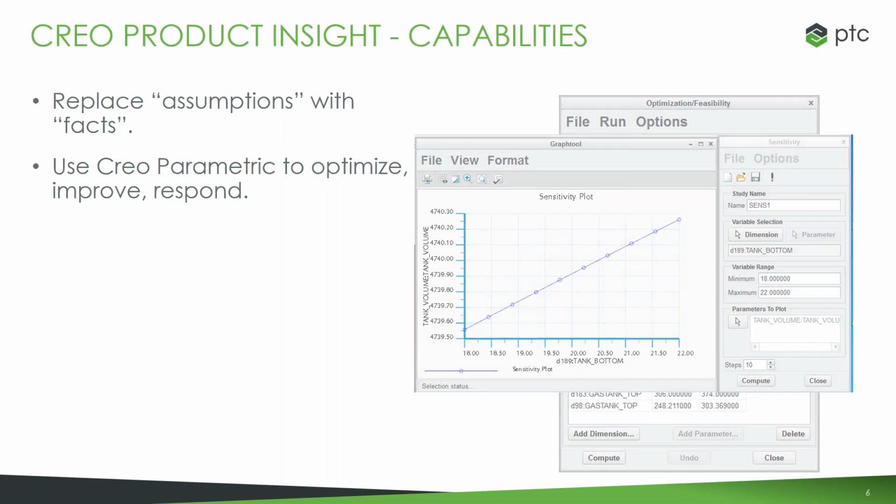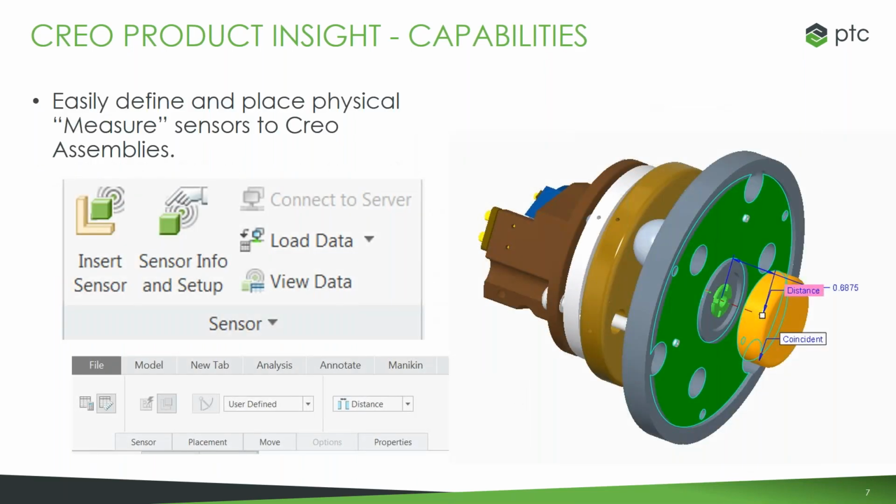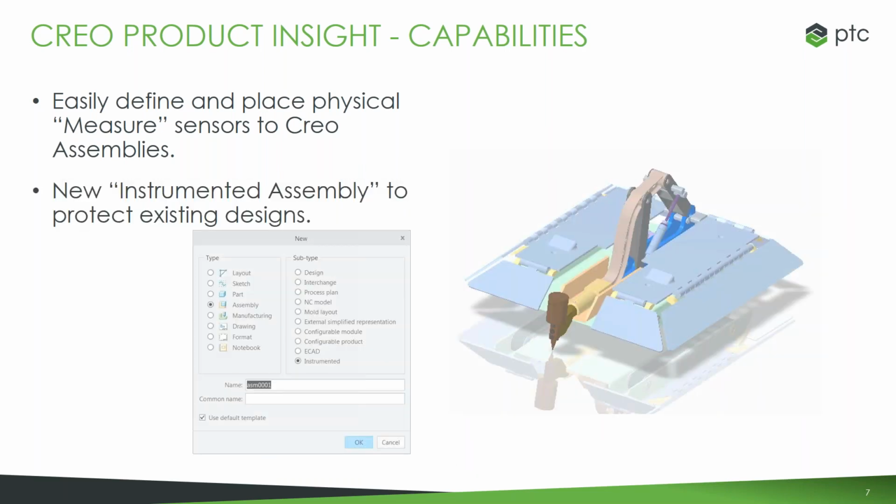and see what the best way to move forward from there is. So you can easily define and place physical measures or sensors into your Creo assemblies. So those sensors we talked a little bit about earlier would allow you to feed in some of that IoT data. And there's also a new instrumented assembly so that you don't have to worry if you bring one of those sensors in that you're gonna mess with your existing base design that you want to keep.